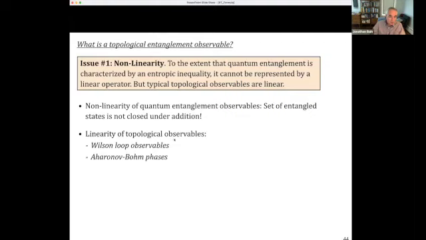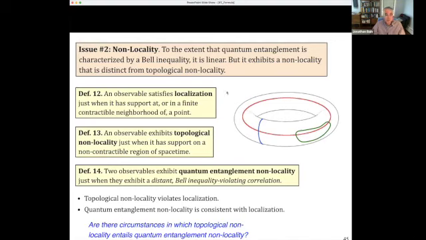And on the other hand, typical examples of what we might identify as topological observables can be represented by linear operators. Wilson loop observables, observables associated with Aharonov-Bohm phases. So that's one concern to be aware of. Another concern involves non-locality, right? So to the extent that quantum entanglement is characterized by a Bell inequality, arguably it is linear, at least insofar as a Bell inequality can be encoded in the form of an inequality with respect to the expectation value of a linear Bell operator.